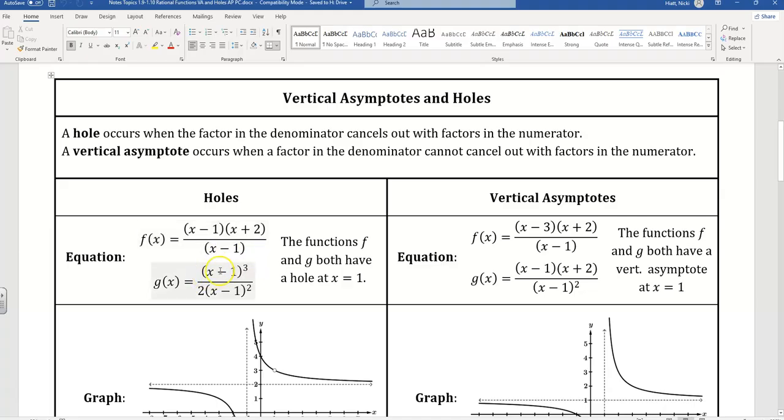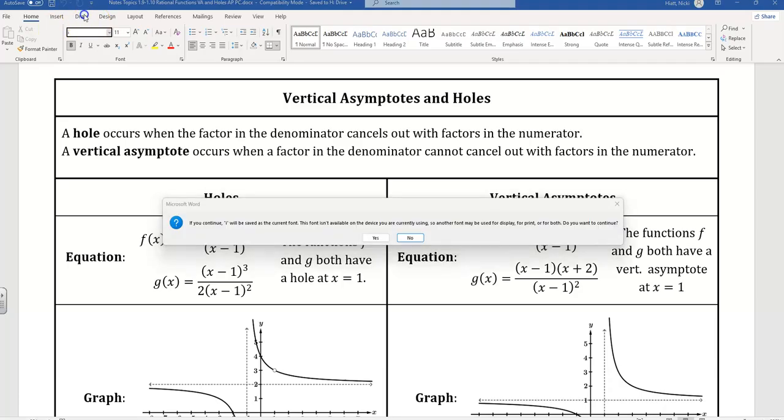You would also have a hole if you have x minus 1 on top and bottom, and you've got a higher exponent on the top than you do on the bottom. Okay, so basically, like here, if we wanted to write that out, I bet it's not going to let me write it well because this is in a table.